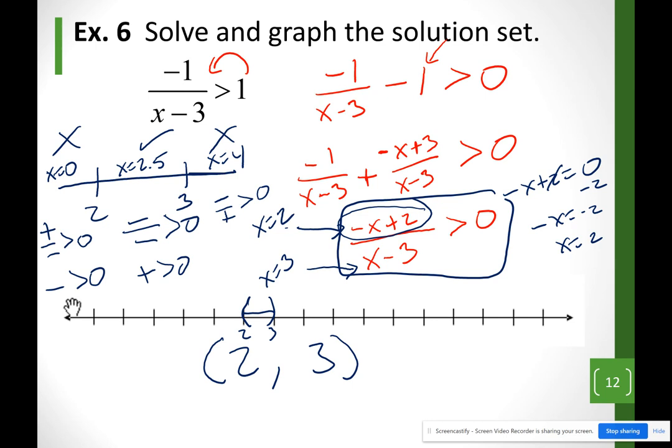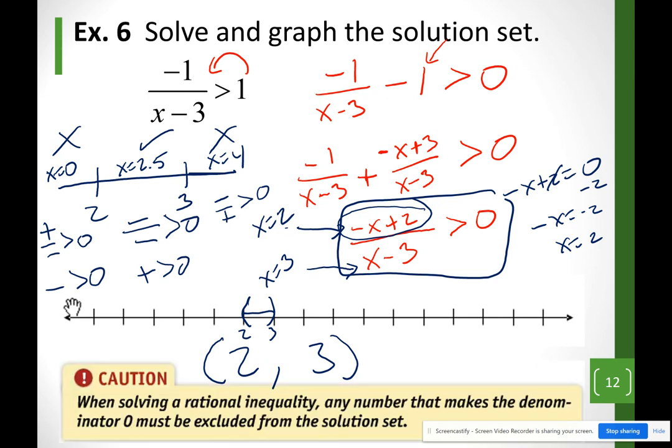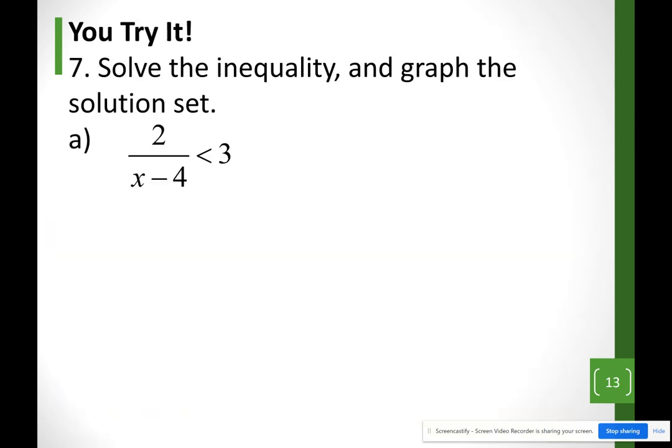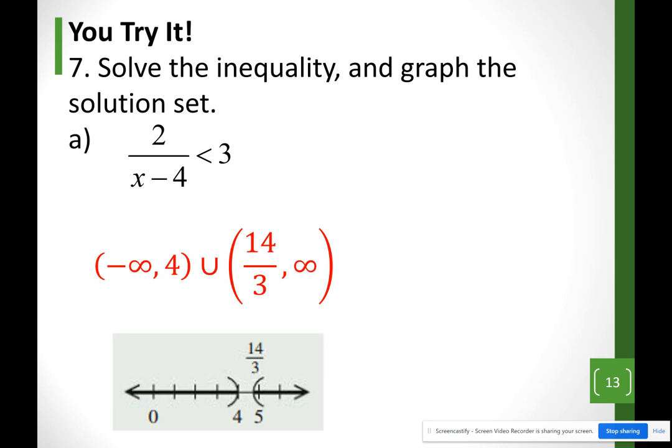Now the number that makes the bottom equal to 0 always has a parenthesis, whether my inequality sign has an or equal to part or not, because I cannot have a 0 at the bottom. So when solving a rational inequality, any number that makes the denominator 0 must be excluded from the solution set. So I must always put a parenthesis, no matter what sign I have on the inequality. You try this one at home, that's what you should get.